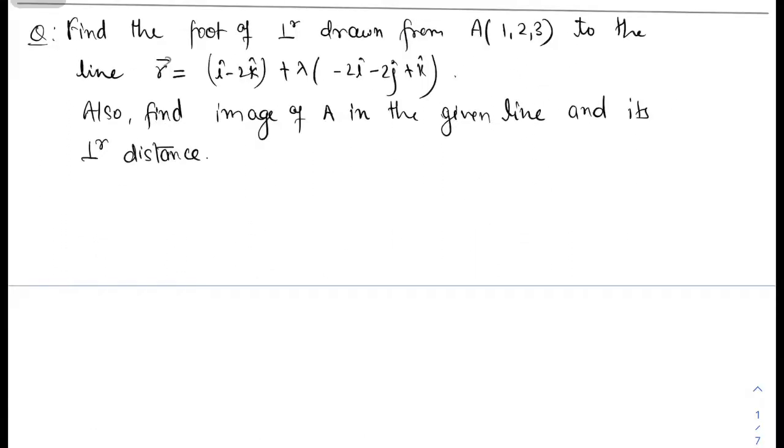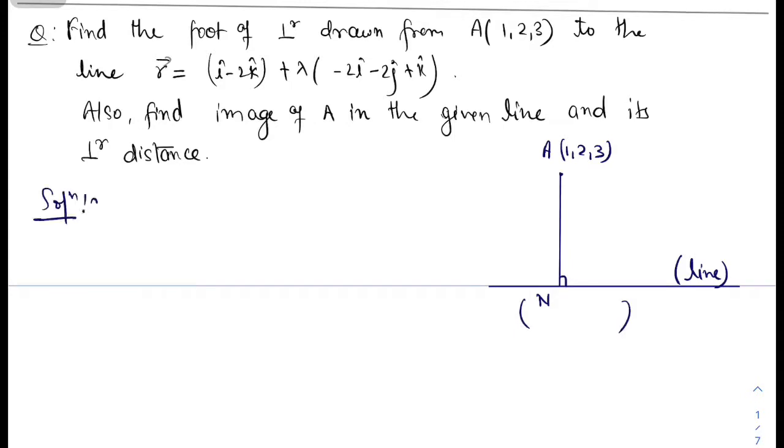Let's see what the question says. We have to find the foot of perpendicular drawn from the point A, that is (1, 2, 3), on the given line. Let us draw a rough sketch. This is our point (1, 2, 3). Let's say this is our foot of perpendicular N, and this is our given line. We have to find the image, the perpendicular distance, and also the foot of perpendicular.